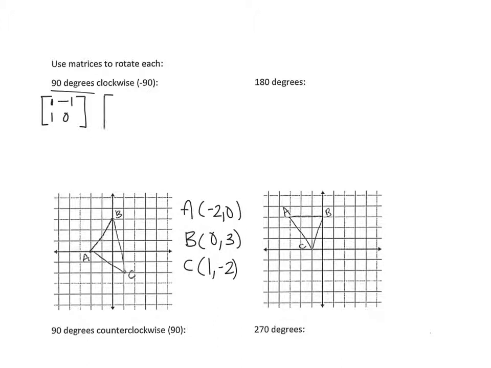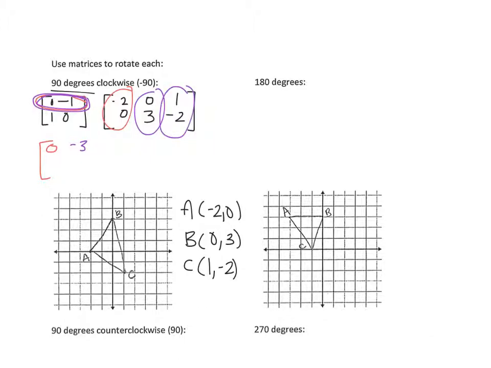So make sure your x goes on the top, y goes on the bottom, x on the top, y on the bottom, x on the top, y on the bottom. So now you're going to multiply these two matrices. So this times this is going to be your first one, so this is going to be 0. Then this times this is going to be -3. Then this times this is going to be 2.